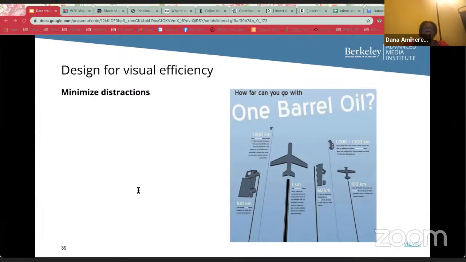But it's also an example of very distracting type, with icons and things competing with each other. It's set up very poorly, and the information is getting lost in the fact that it's presented so badly. And that's definitely not what you want.